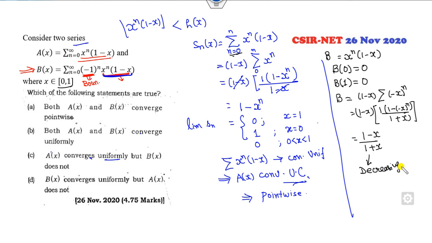Fine. So what is the meaning of that? It is a decreasing sequence. Fine. It is convergent. Fine. By this it is my uniform convergent. So A, B both are my uniform convergent.